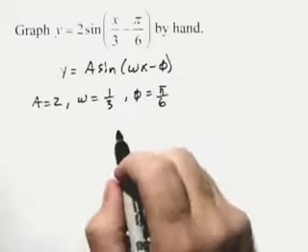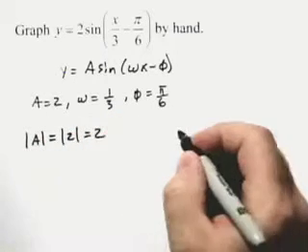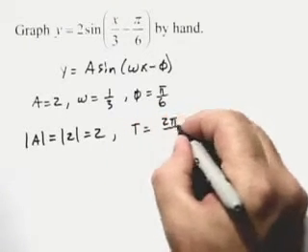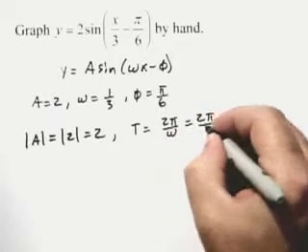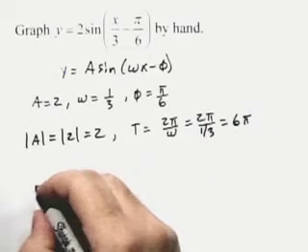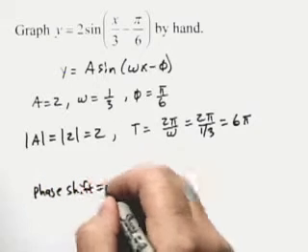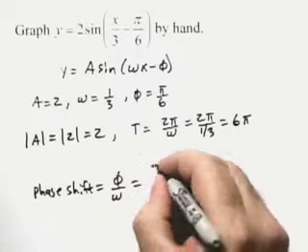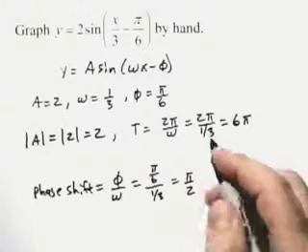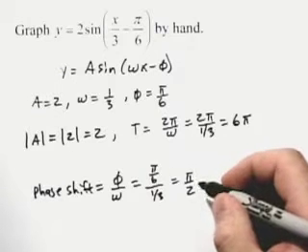So the graph is a sine curve with amplitude, absolute value of a, which is the absolute value of 2, which is equal to 2. We'll have a period of 2 pi divided by omega, so 2 pi divided by 1/3, which is 6 pi. Then we'll get a phase shift of phi over omega, so pi over 6 divided by 1/3, which is equal to pi over 2. So we've got an amplitude of 2, a period of 6 pi, and a phase shift of pi over 2.